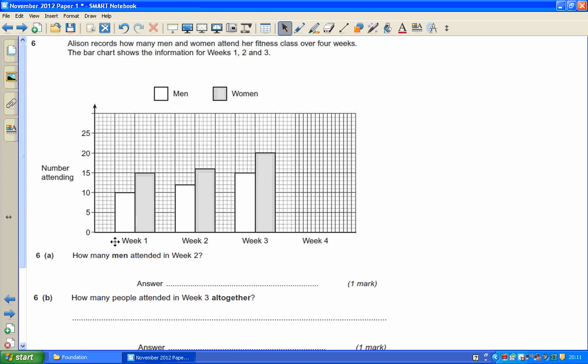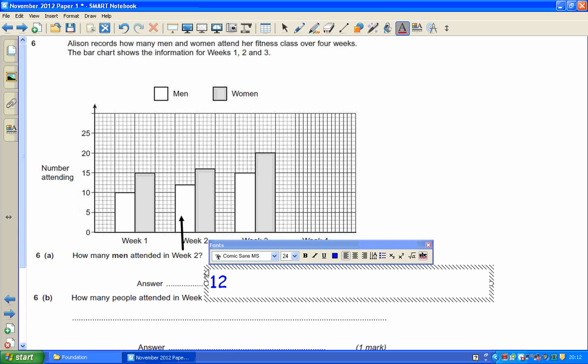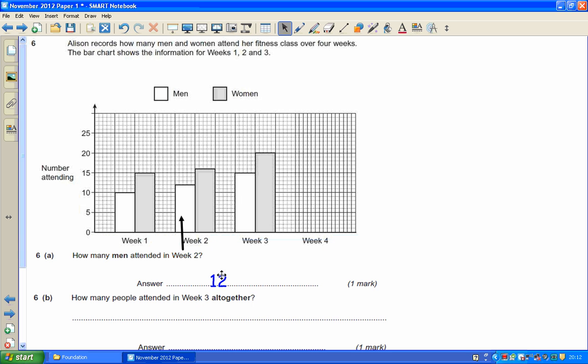Question 4. Question 6. Alison records how many men and women attend her fitness class over 4 weeks. The bar chart shows the information for weeks 1, 2 and 3. How many men attended in week 2? Men are white, and that's week 2, so we're looking at that column there. So reading across, just check the scale first. 5, and there's 5 squares, so they're going up in ones, so that is going to be 12. So 12 is our answer to that one.